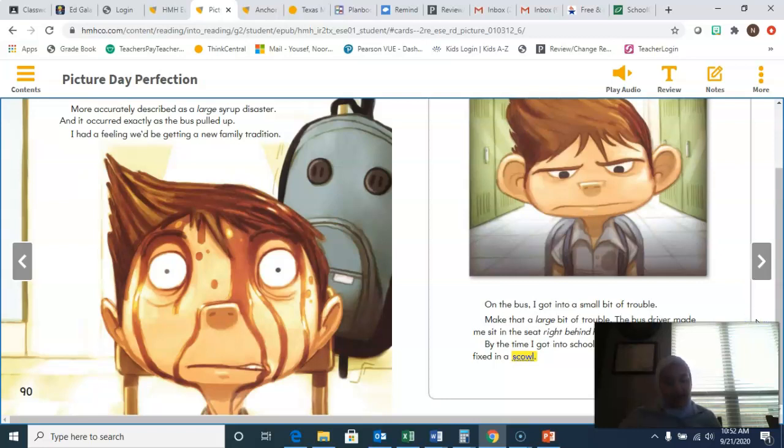The syrup was all over his face and his hair and his clothes, and syrup is sticky. Does it look like he has time to go clean up? That bus is here. He's going to miss his bus.